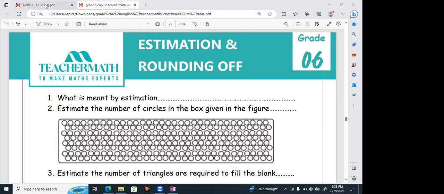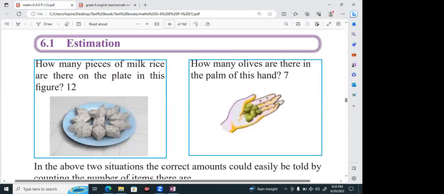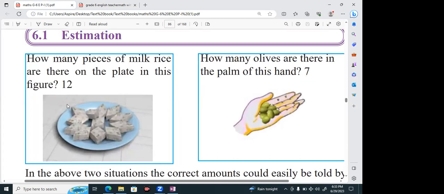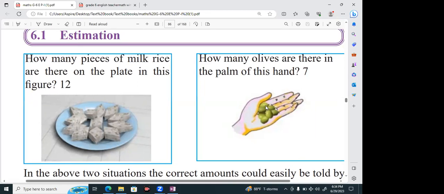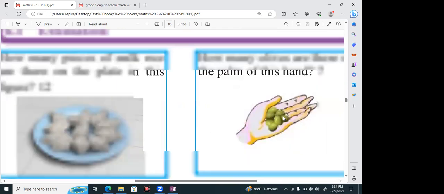Before I move to the tutorial, let's see what is given in your textbook. Can you look at this figure? How many pieces of milk rice are there on this plate? Can you count it? 1, 2, 3, 4, 5, 6, 7, 8, 9, 10, 11, 12. 12 pieces of milk rice are there. Then here they have given how many olives are there in the palm of this hand. It is 1, 2, 3, 4, 5, 6, 7. 7 olives are there.